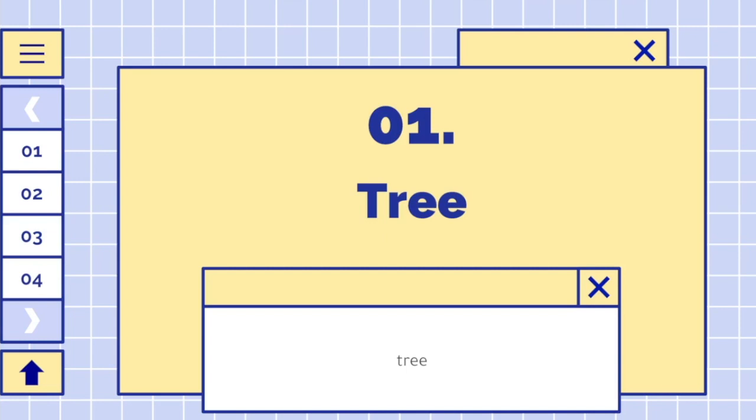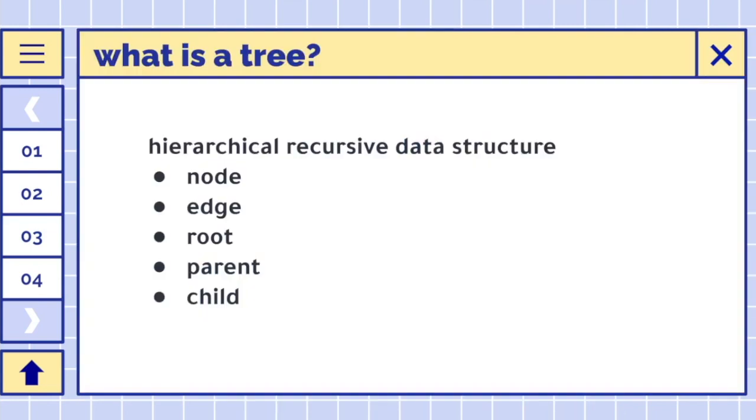So far, we've talked about linear sequential data structures like arrays, ArrayLists, and linked lists. Trees are a hierarchical data structure, which means that there are different levels to it rather than just being linked more linearly. So what is a tree? Well, like I said before, it's a hierarchical recursive data structure.